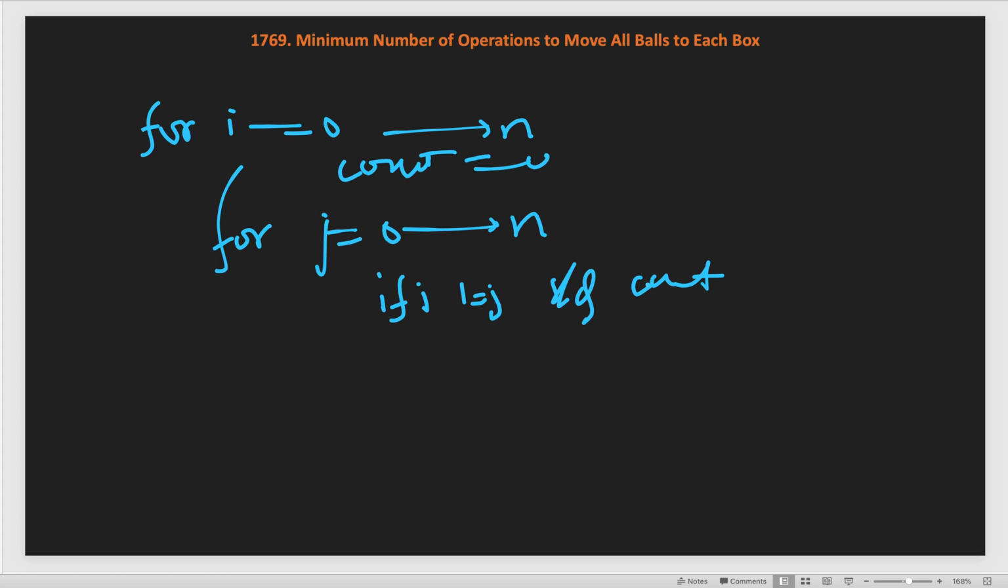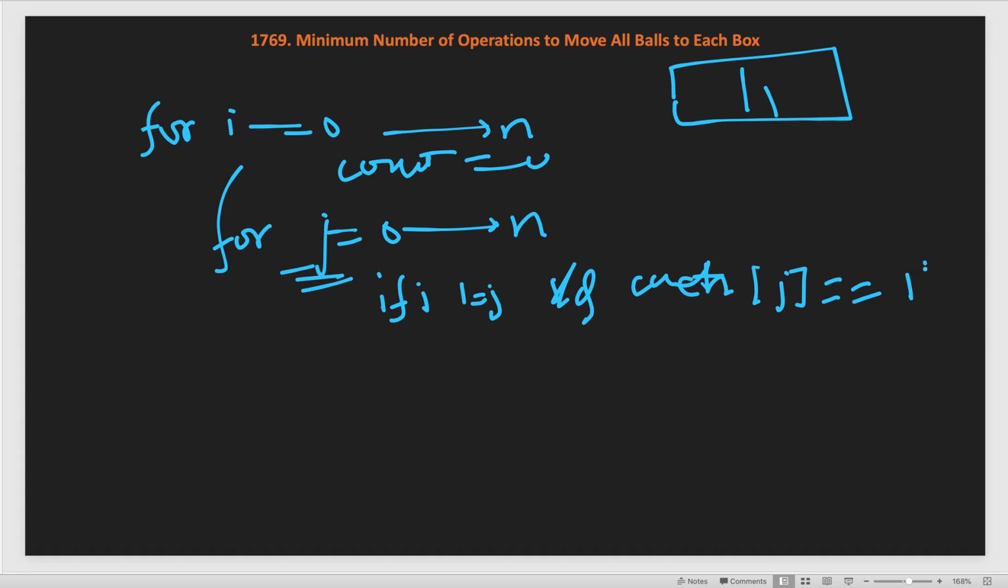If the character at the jth index, since our initially given input is a string, we can also convert that string into a character array. So we will check if ch of j, the character at the jth index, is 1, then only we need to move that ball from the jth index to the ith.